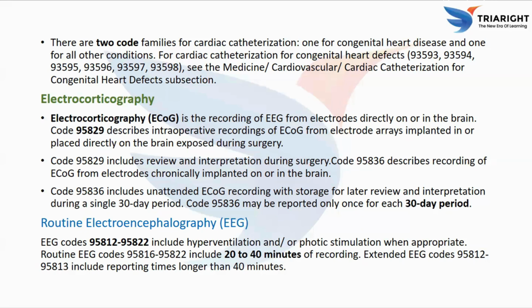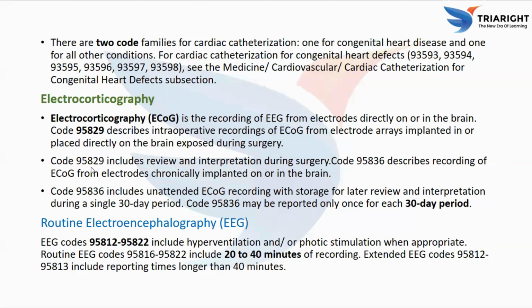So what is the difference from routine EEG? In EEG, there are scalp electrodes. It is a non-invasive procedure and it has lower resolution. Whereas in ECoG, electrodes are placed upon the brain surface. It's an invasive procedure and it provides higher resolution.